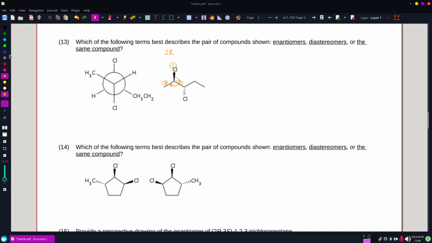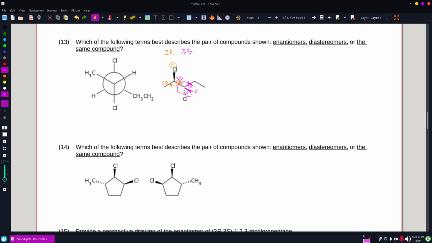All right, the third location, high priority is that chlorine. Second priority is going to be the carbon with a chlorine, and third is over here. So we have clockwise again, but in this case, there is a hydrogen in the front, so I need to reverse that. So our 3 location is an S. All right, so we have the R and S for our perspective drawing.